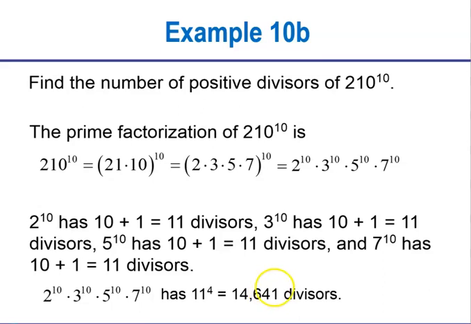Notice they did multiply that out for us, and we have an odd number of divisors, but it's a big number, 14,641 divisors. Would you like to list all those? Whew, no, you certainly wouldn't.